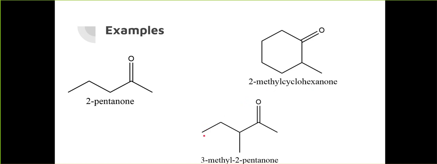And here we've got a 5-member chain again. 1, 2, 3, 4, 5 is the longest chain we can make that has the carbonyl group in the chain. So that gives us pentanone. This is on the second carbon, so that's 2-pentanone. And then that means this is the third carbon, so it's 3-methyl-2-pentanone.